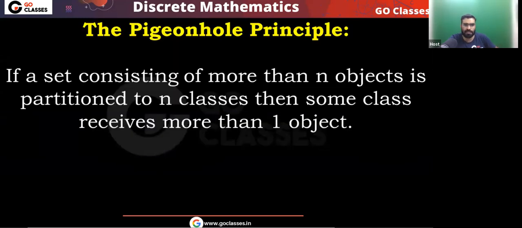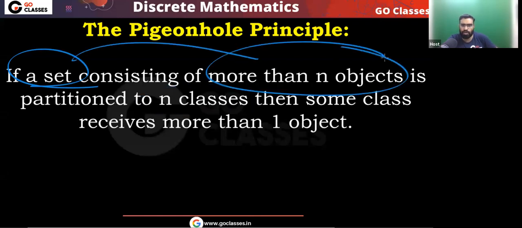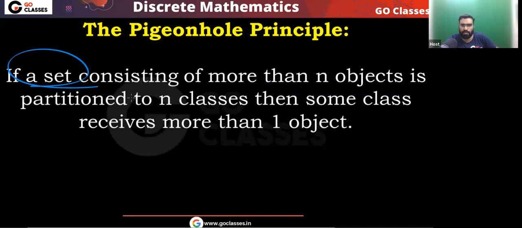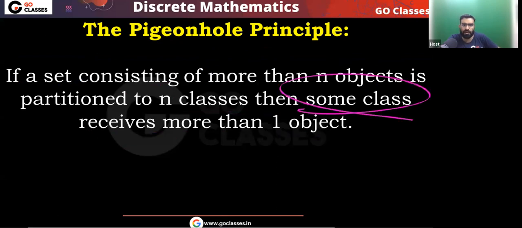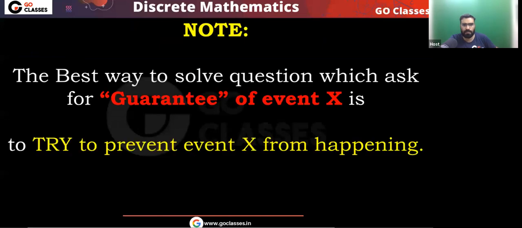I hope this point is clear. So you can see, if you have a set which contains more than n objects and you partition this into n classes, then definitely at least one class will receive more than one object. So this is your pigeonhole principle. Very simple. You can check it out.